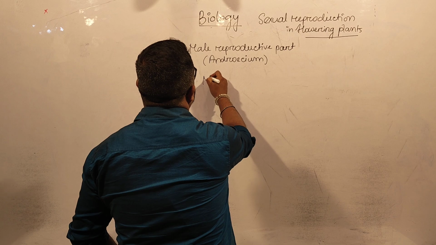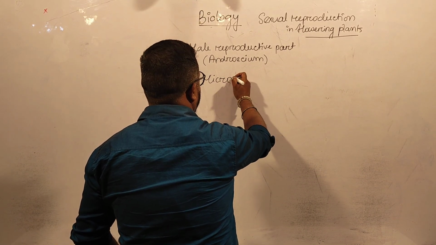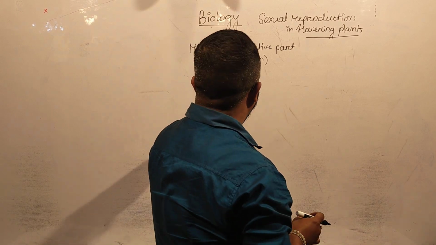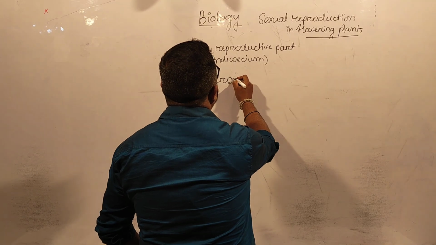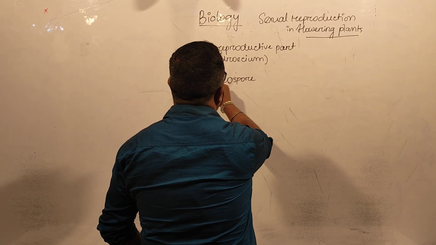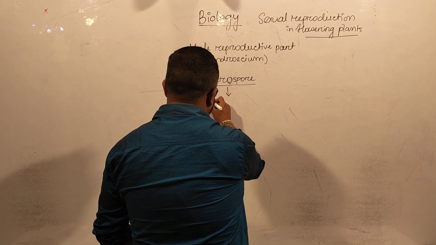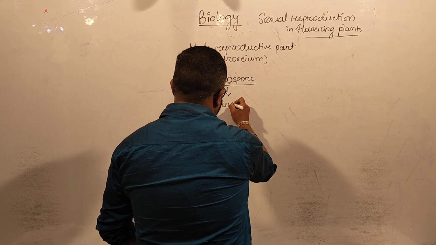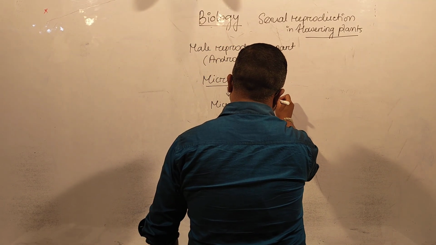Now we will go to how the pollen grains are produced. Actually, the predecessors of the pollen grains are called microspores. And how are the microspores produced? Microspores are produced by the process called microsporogenesis.